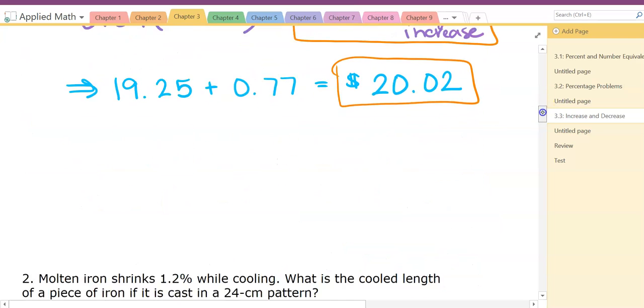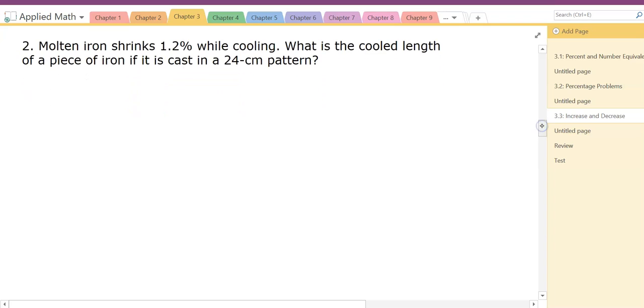Okay, so if you guys go to the next page and look at number 2, it says that molten iron shrinks 1.2% while cooling. What is the cooled length of a piece of iron if it is cast in a 24 centimeter pattern? So I want you to find two things here. Figure out how much it's going to shrink by, and then figure out, after you know your shrink amount, your shrinkage, how long is it going to be now. So I want you guys to take a couple minutes and do this problem.